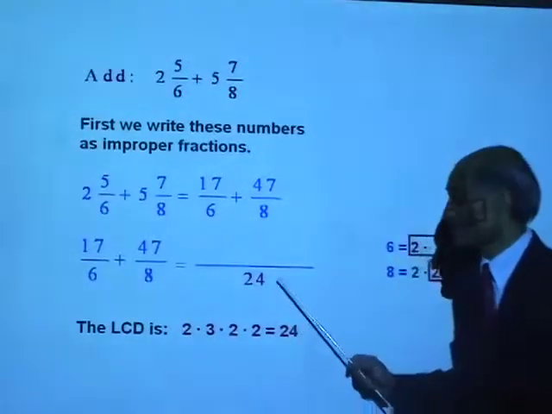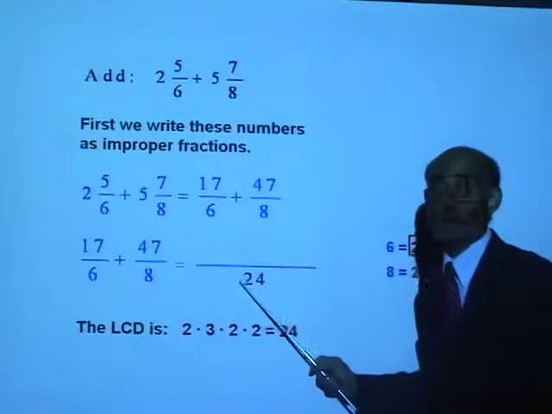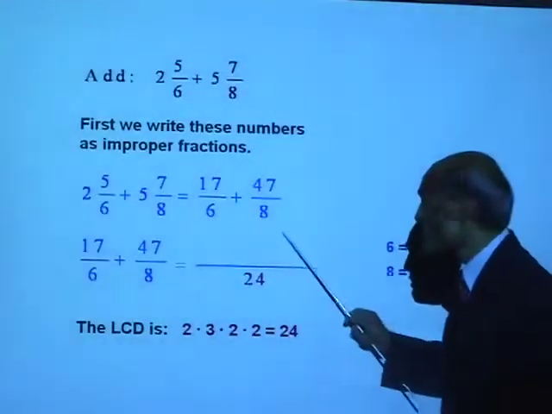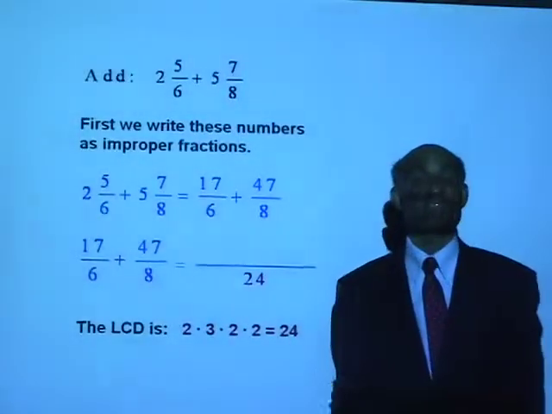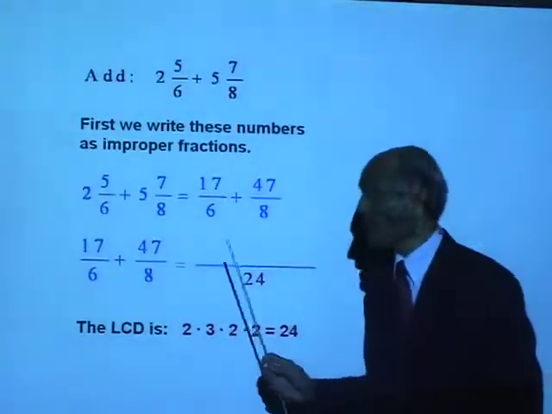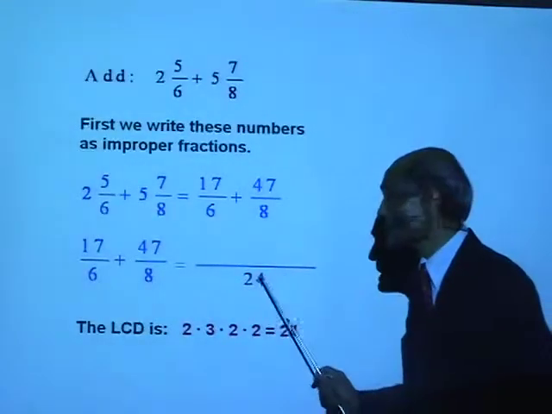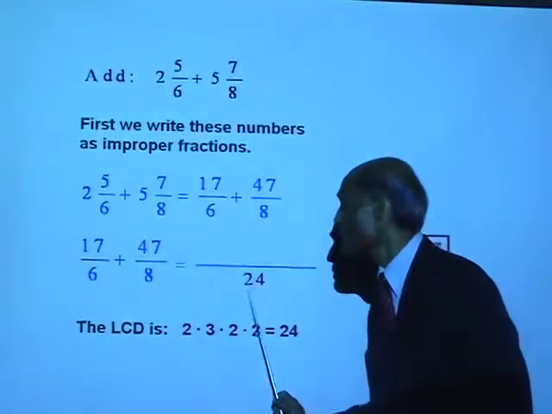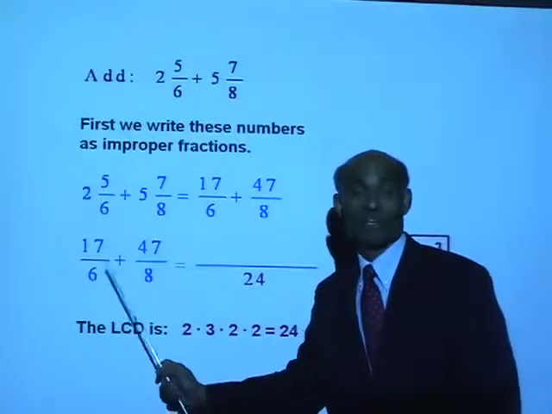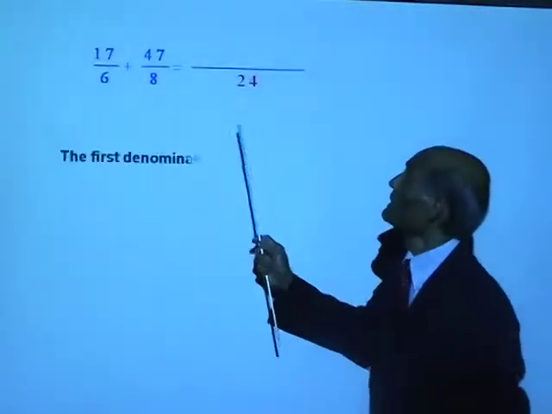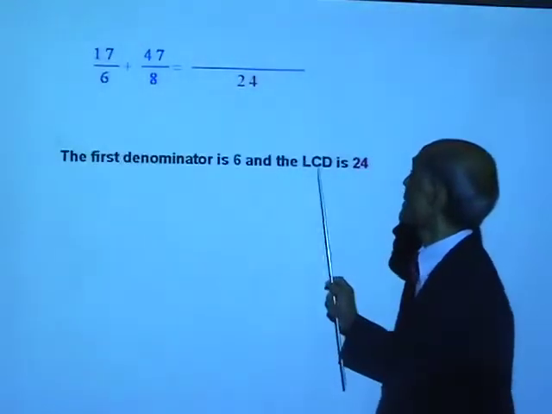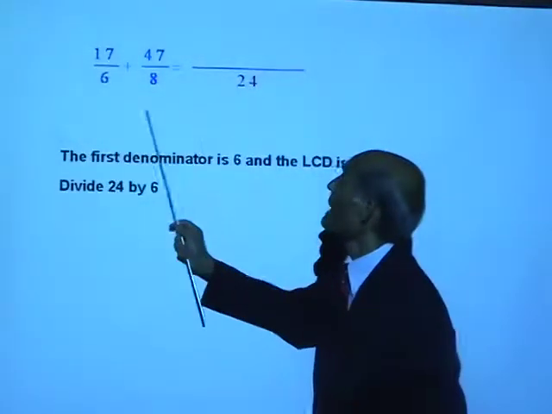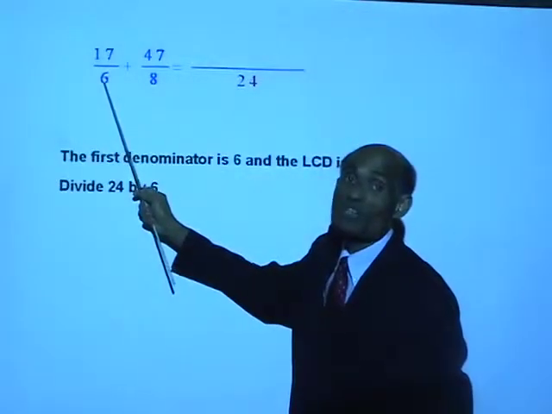Look at the way I wrote it. 24 is the denominator, and we put a big line. Now we need to construct the numerator. How do we construct the numerator? Well, this is the way we construct the numerator. Look at this. 24 divided by 6. What is 24 divided by 6? Is 4. There you are. The first denominator is 6 and the LCD is 24. Divide 24 by 6. The answer is 4.